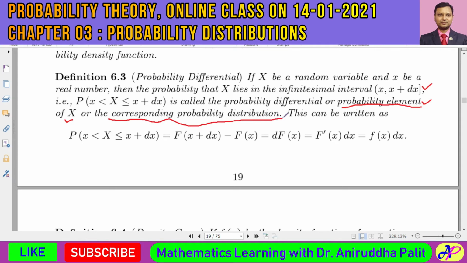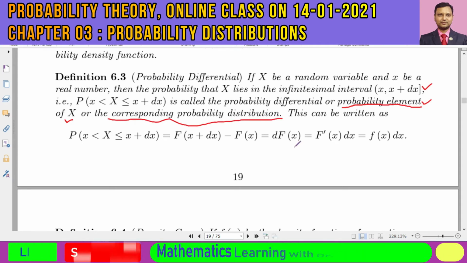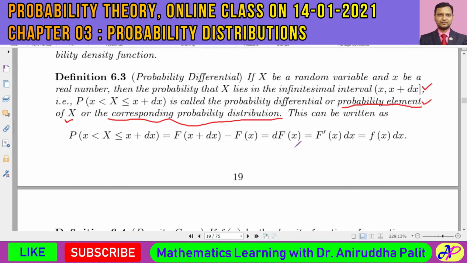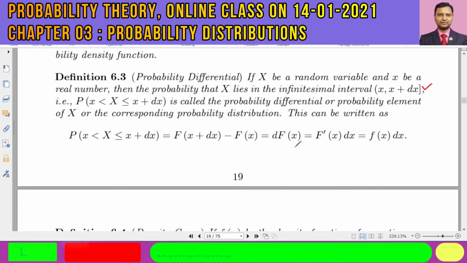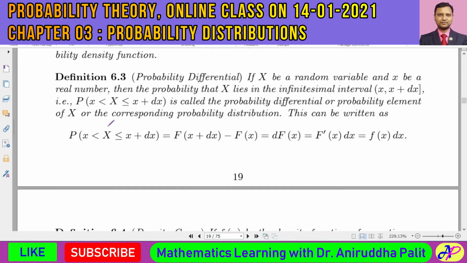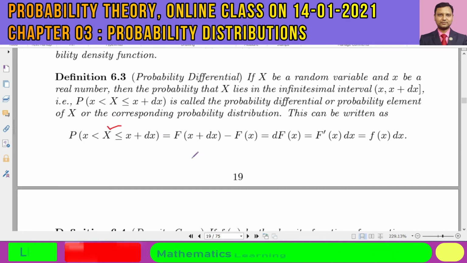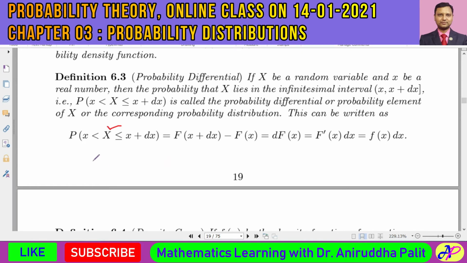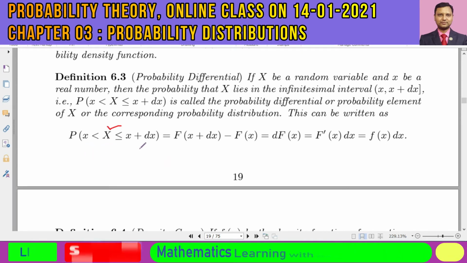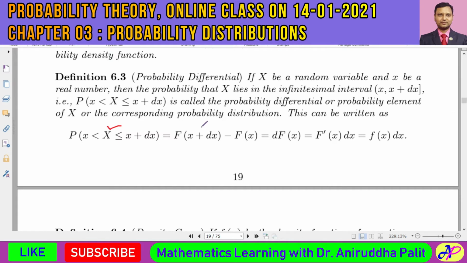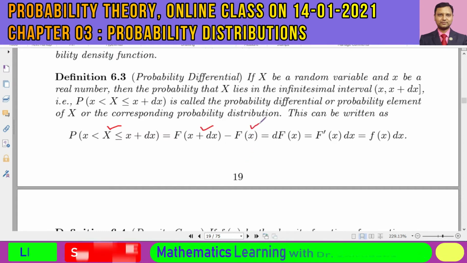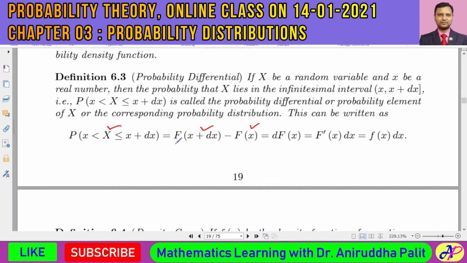So whatever be the distribution, if you consider the distribution of the random variable X, we have the idea of probability differential. If we try to compute the expression of the probability differential, probability a less than capital X less than or equal to b is written as F of b minus F of a. So we shall have this type of result: F of x plus dx minus F of x. And that is actually the differential of the function capital F.